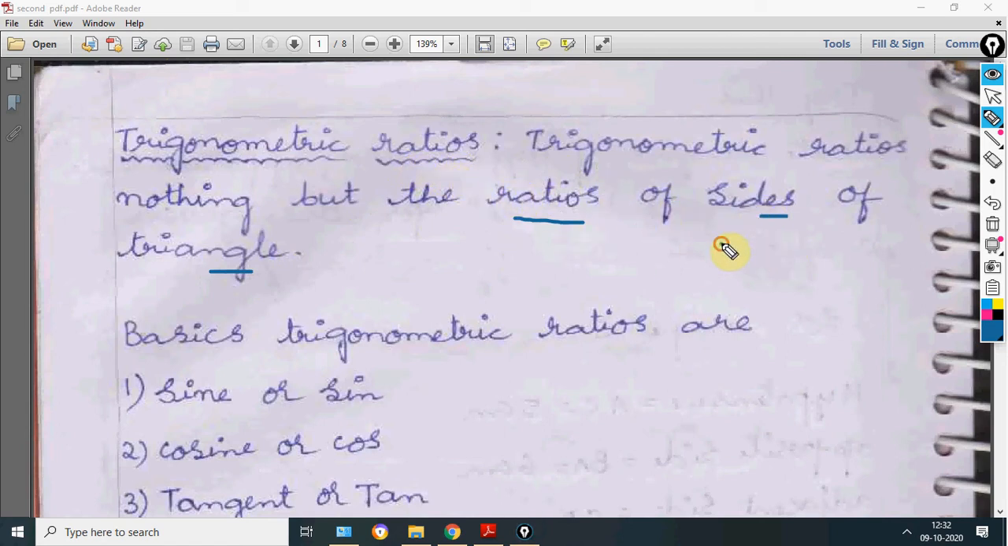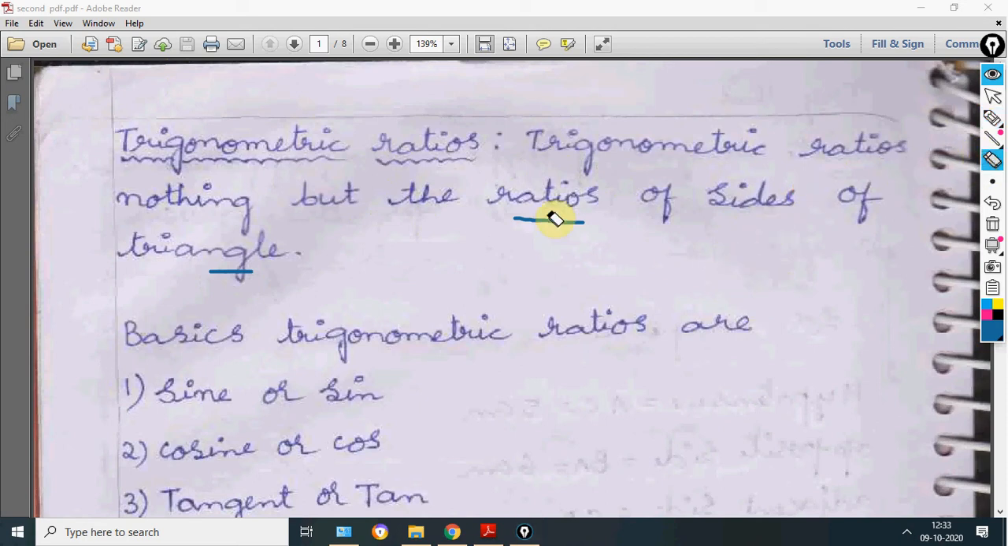Ratio, what is a ratio? Ratio means, if there is a number like 2 by 3, we say 2 and 3 are in ratio. Trigonometric ratios are ratios of sides. Here one side will be there, here also one side will be there. Both sides are of the same triangle, and they are in ratio.